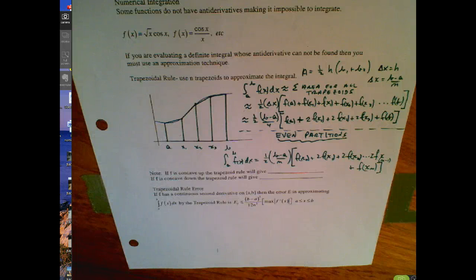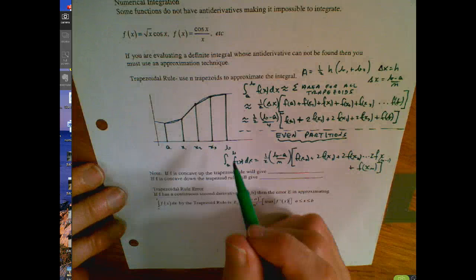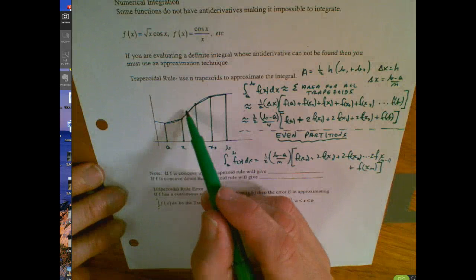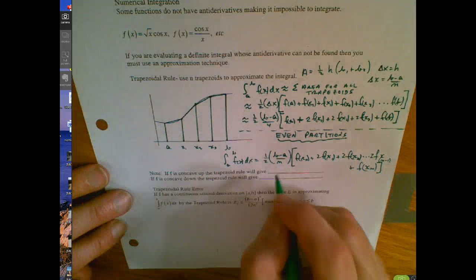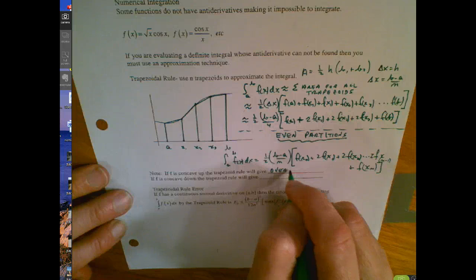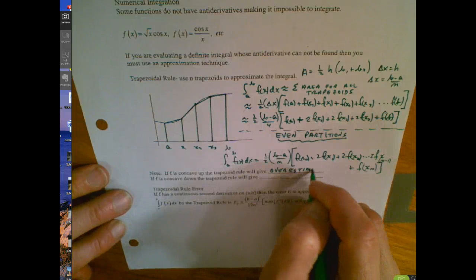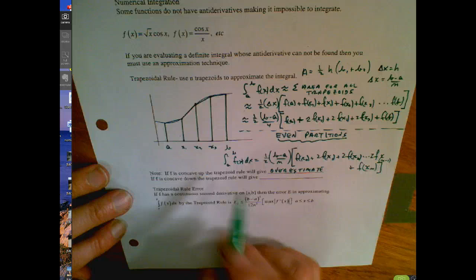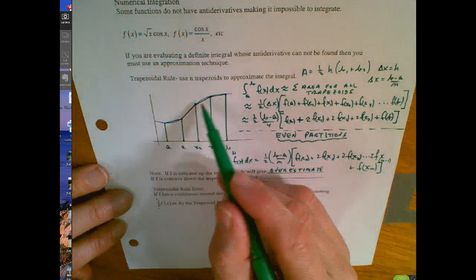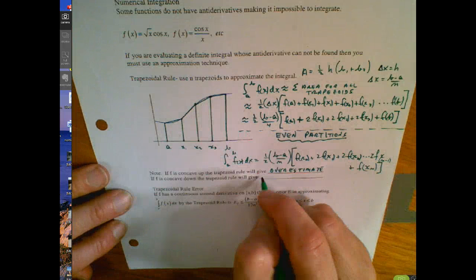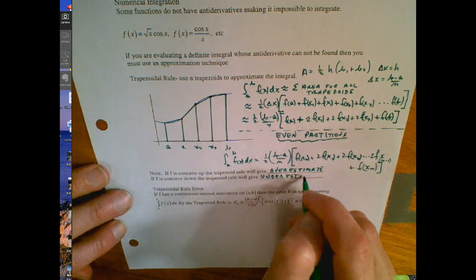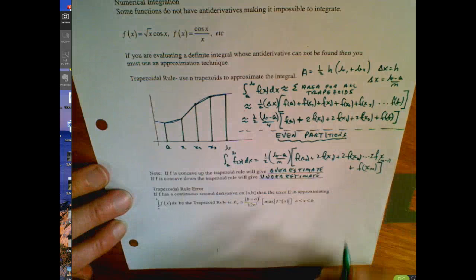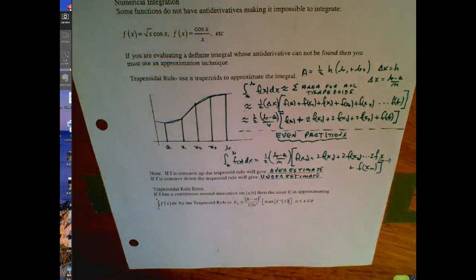Now, we note that if f is concave up, here's the concave up part of our curve right here, you notice we get an overestimate. So it will give you an overestimate. And if the curve is concave down, notice the region here, our trapezoids go under the curve, it will give you an underestimate. Okay, so that's important to note there. That'll give you an underestimate.